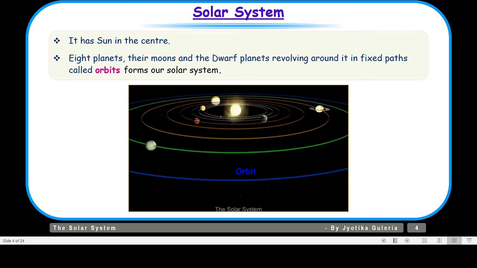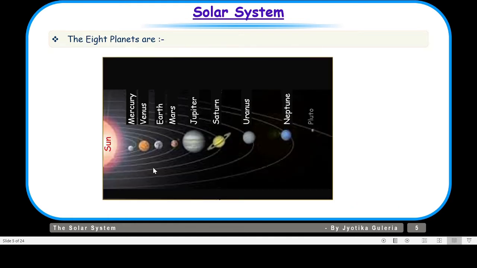Now let us know the names of these 8 planets that revolve around the sun, beginning from the one which is closest to the sun to the one which is the farthest. The one which is closest to the sun is Mercury. Then we have Venus, Earth, Mars, Jupiter, Saturn, Uranus, and the farthest one is Neptune.